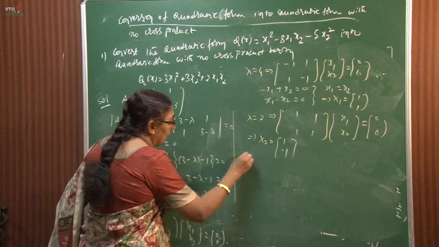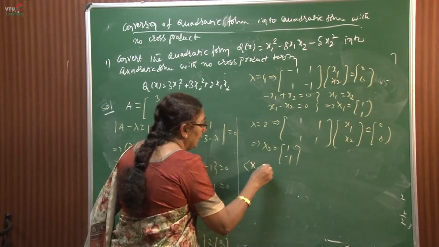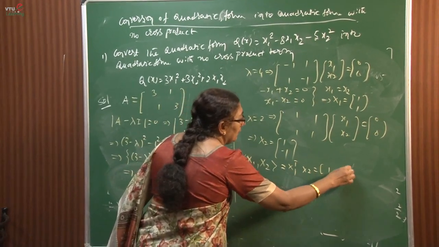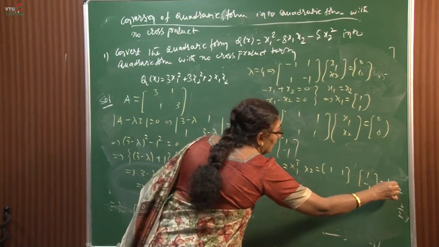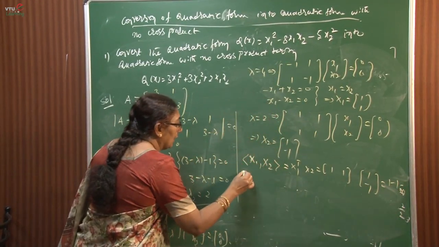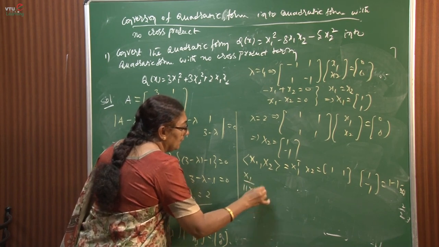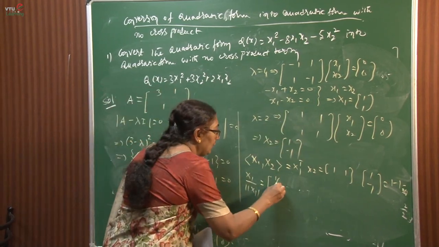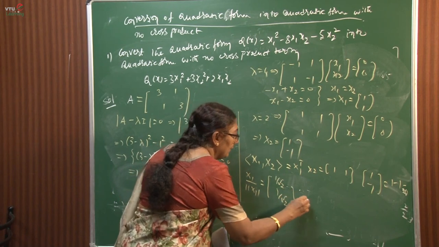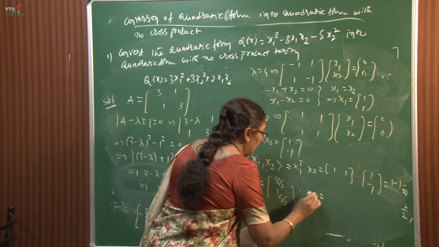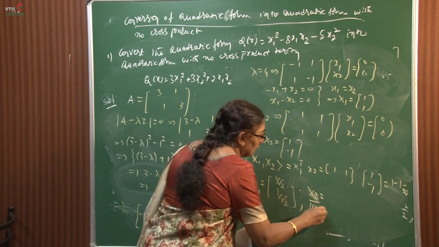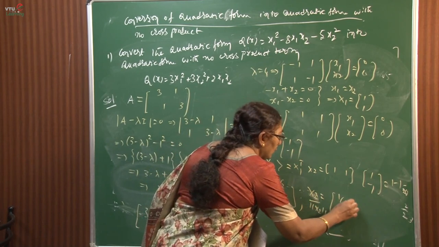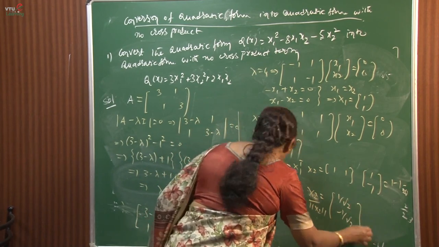In the next step, verify whether these vectors are orthogonal or not. X1 transpose into X2 means 1, 1, and the other one is 1, minus 1. We get 1 minus 1 is 0. Then we have to normalize. X1 by norm of X1. What is the norm of X1? Root of 1 square plus 1 square, root 2. Then we get 1 by root 2, 1 by root 2. Another one: X2 by norm of X2. What is the norm of X2 again? Root of 1 square plus minus 1 square, root 2. Then we get 1 by root 2, minus 1 by root 2. Okay.